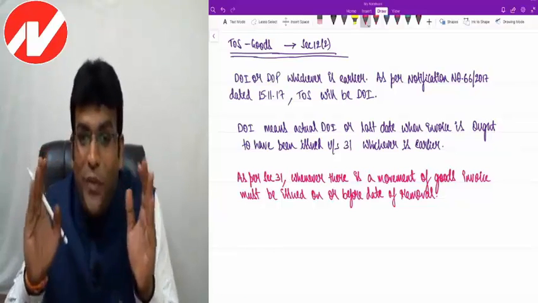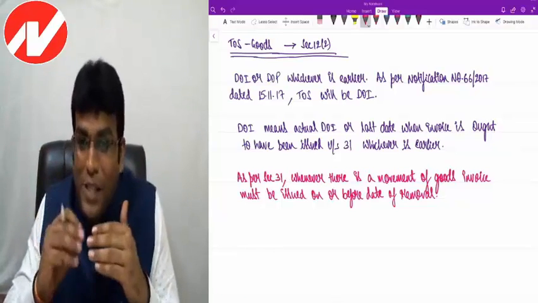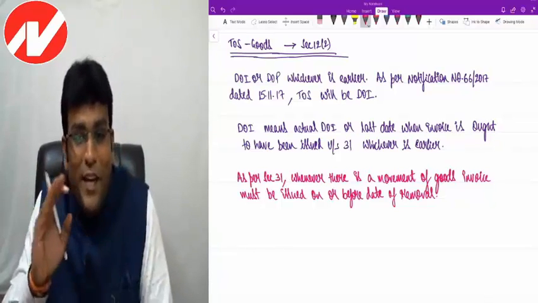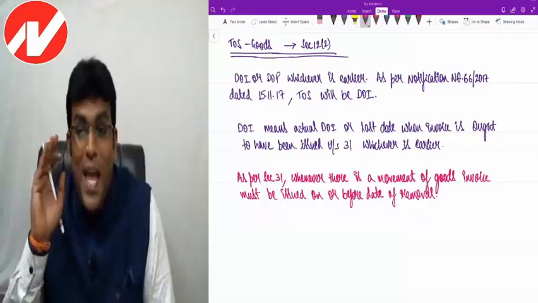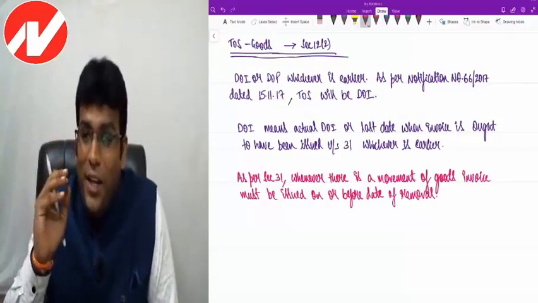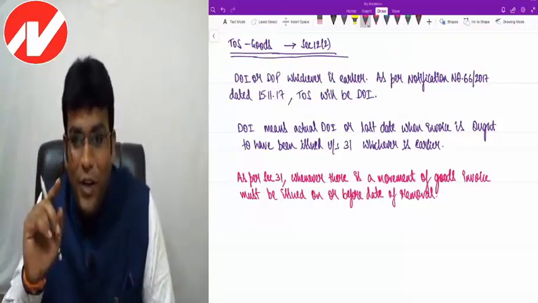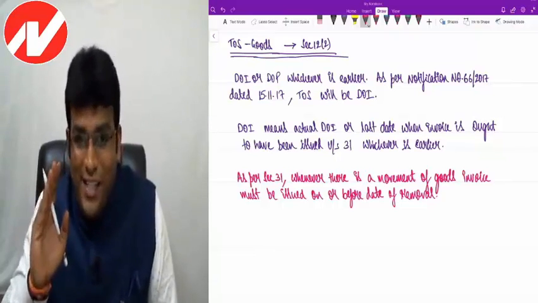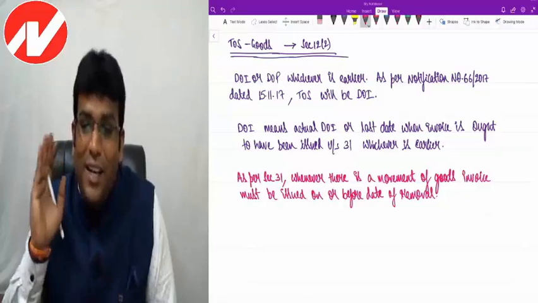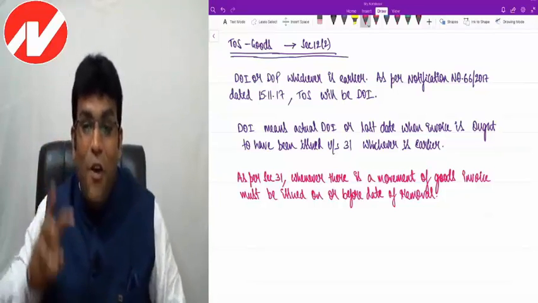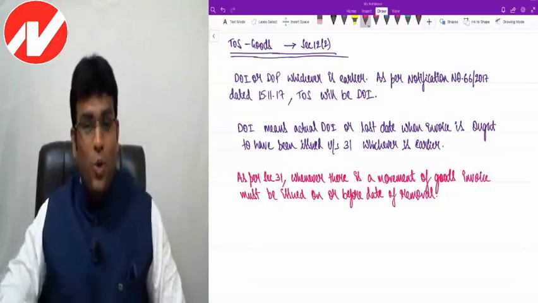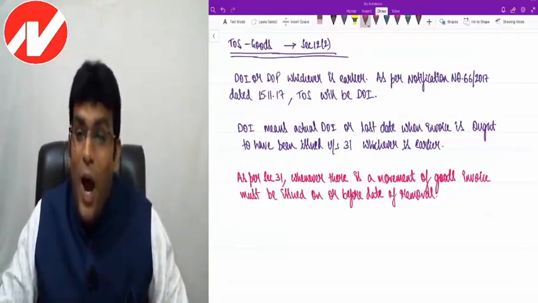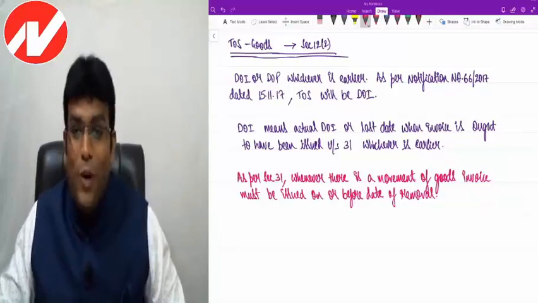But after notification number 66/2017, dated 15 November 2017, straight away answer is date of invoice. And let me tell you very clearly, date of invoice always means actual date of invoice or last date when invoice is ought to have been issued under section 31, whichever is earlier. And section 31 says whenever there is a movement of goods, invoice must be issued on or before date of removal.